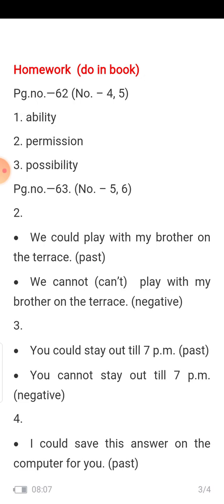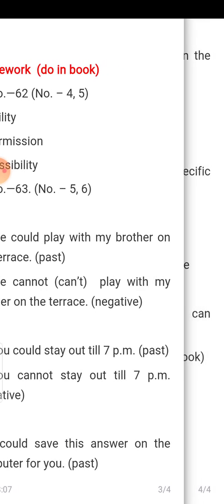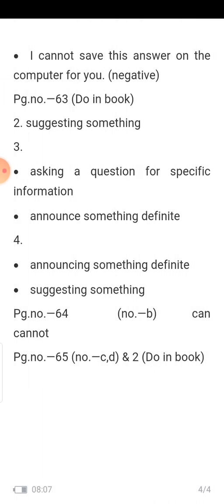And here the answers I have discussed, I have given, and you have to do page number 62, 4 and 5, 63, 5 and 6, and page number 63 do in book. This one I have done all, 2, 3, 4, and one is already done for you, and 64 number B I have done, C, D you have to do, and number 2 also you have to do in book.